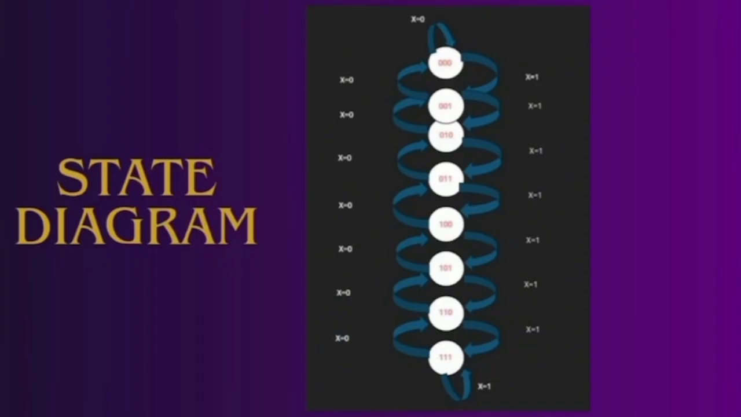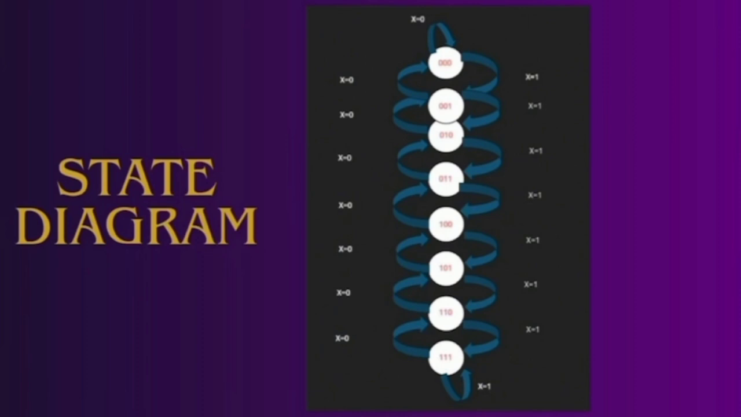For this project, if it's 000 and X equals 1, it moves to the next floor. If it's in 001 and X equals 1, it moves to the next floor, the second floor. For example, if it's in 010, the second floor, and X equals 0, which means it's moving down, it will go to state 001, which means from the second floor it goes to the first floor.